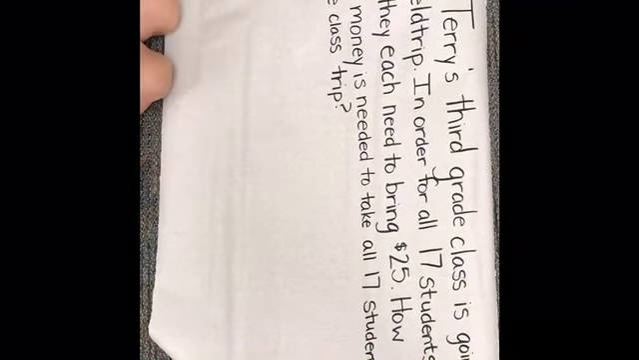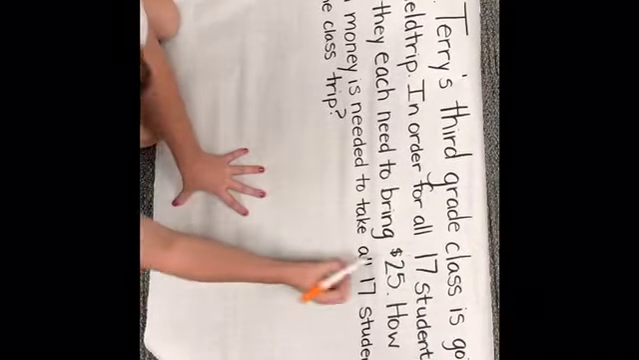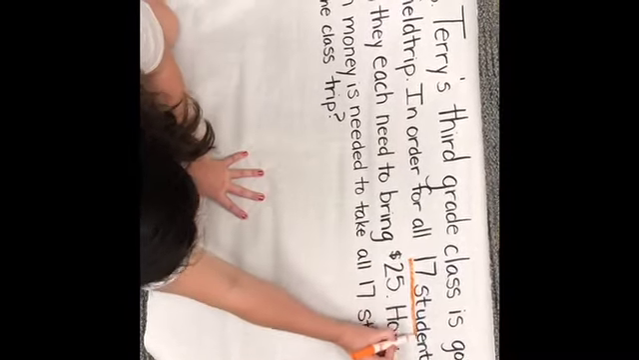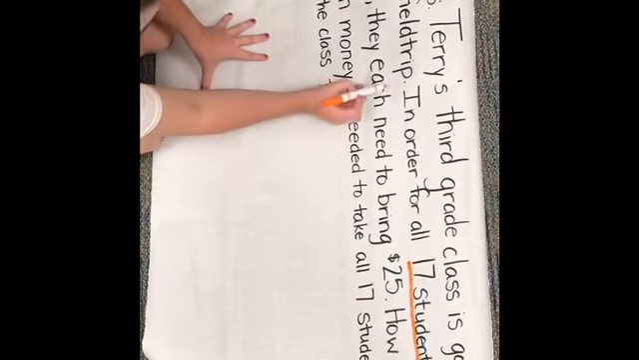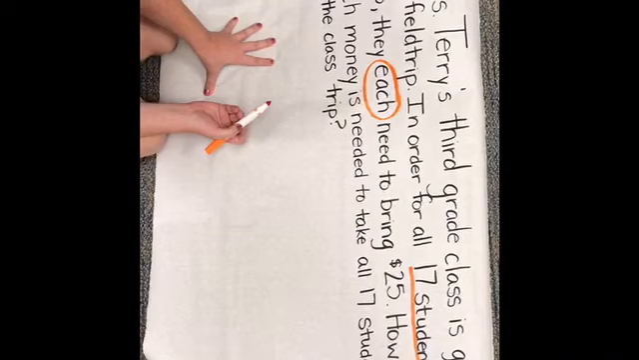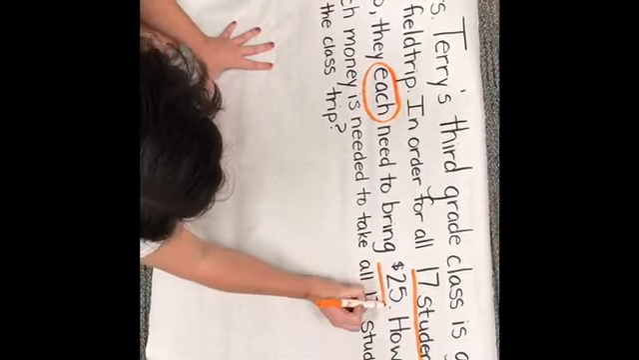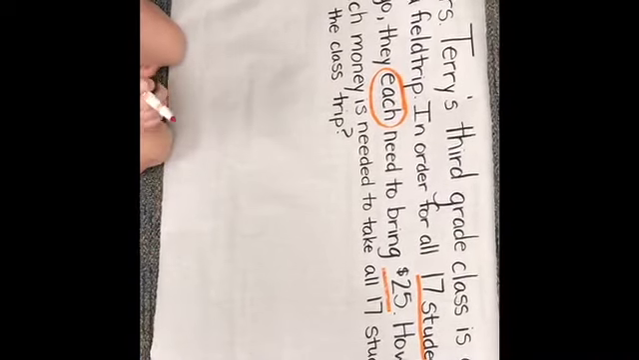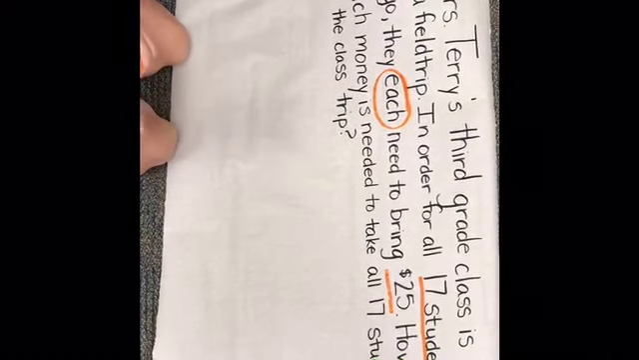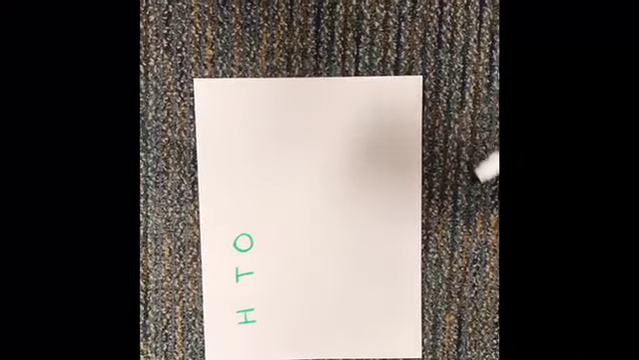Okay, so what we need to do first is highlight our important information. First, I see 17 students and the word each. This is telling us to multiply, and we will multiply 17 by 25 because each student, or every student, needs to bring $25. So our first step in solving this problem is to write our standard equation.